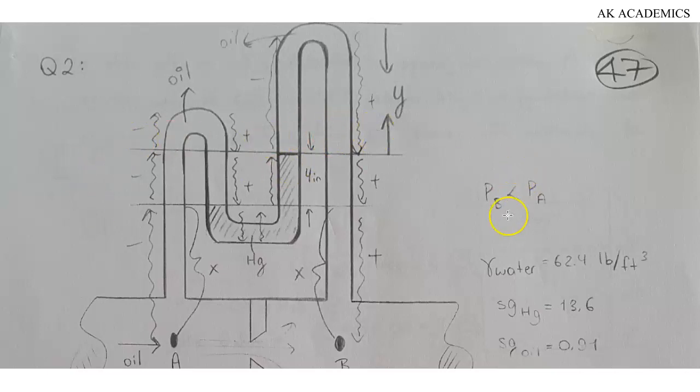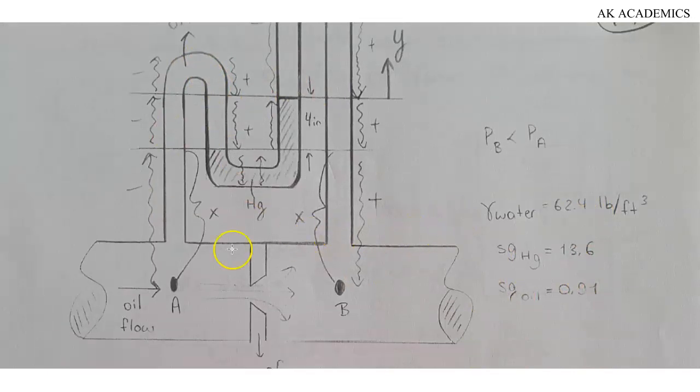What are we looking for? We do have specific weight of water for this manometer as 62.4 pounds per cubic feet. Specific gravity of mercury, as you can see, we have mercury here in the manometer, is 13.6. You can see we also have oil here as the fluid flowing in this particular pipe, and the specific gravity of oil is 0.91. That is also given.